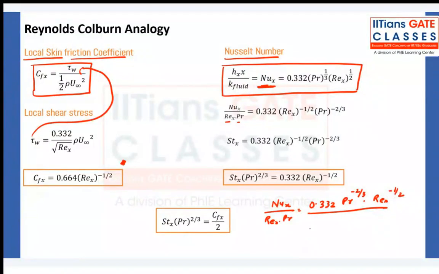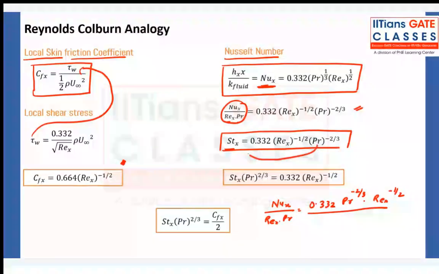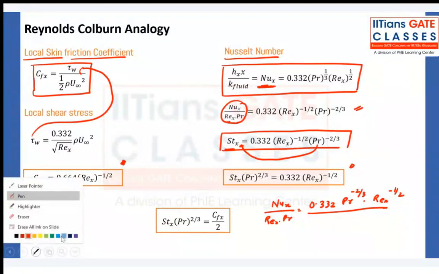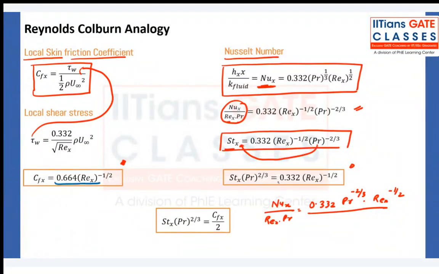Now we have defined Stanton number as Nusselt number by Reynolds number times Prandtl number. So this is my Stanton number, which I have defined as this. Now if you see this, this is Stanton number and Prandtl number. Let me bring Prandtl number to the other side. If I bring it this side, then I can get this equation. Now if I compare this and this, that means Stanton number into Prandtl number to the power 2 by 3 is basically Cfx by 2.